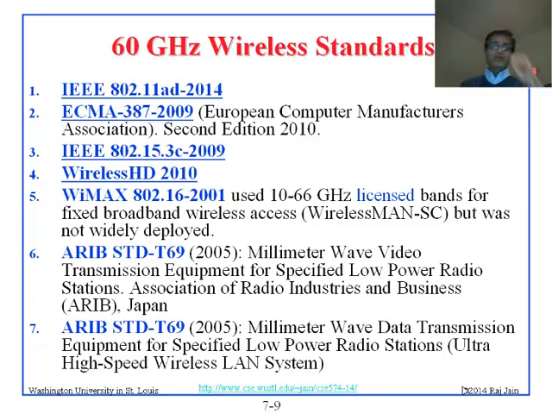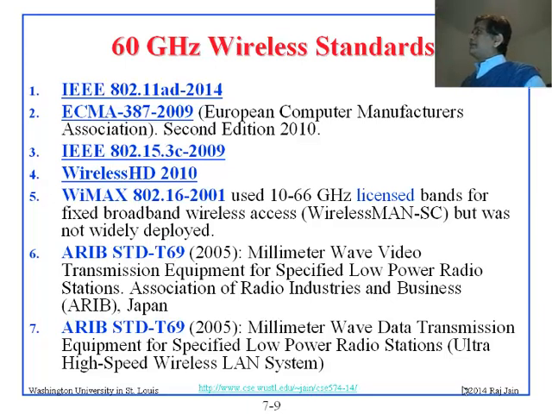The television people were in a hurry to get something to replace the cables, and so they already have the product, and that's where the products are. Most of the products are wireless HD products. Then there are other standards which I don't think succeeded because I haven't seen much of them. WiMAX had a standard in 2001, 13 years ago, which allowed 10 to 66 gigahertz licensed band. So the carrier could go to the FCC, get a license, and then use that band. I don't think many people did.